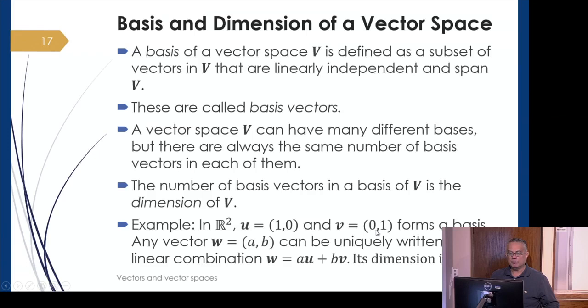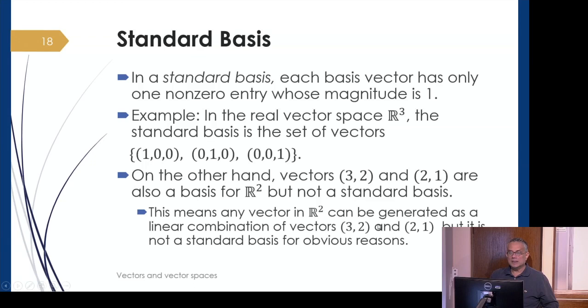So basically you would write it as a scalar times the first vector, another scalar times the second vector, and its dimension is 2, because why? In this basis, you have two vectors, U and V. There's an interesting concept: while you can have all different types of bases, it doesn't always have to be 1, 0, 0, 1, which is intuitive.